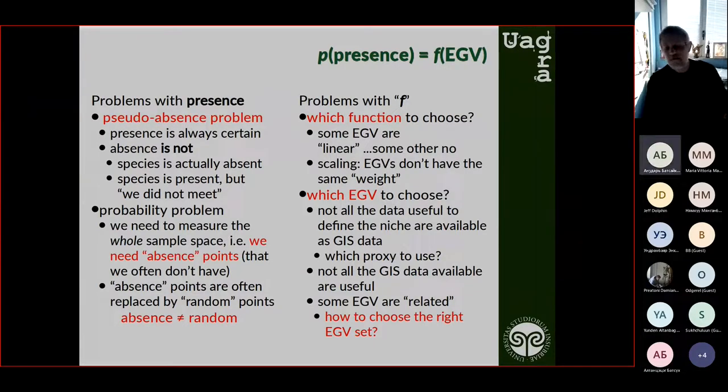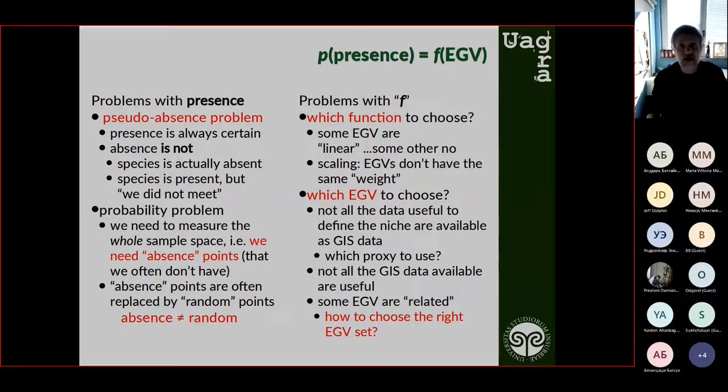Because if we go out, like Wallace did at the end of the 19th century, and look desperately for any possible sign of presence of the species we are searching, two things can happen, and we cannot tell which one actually happened. That is, the species was actually absent, wasn't here. We are out of the distribution. That place is not habitat. The species and us did not meet because the species wasn't present there.